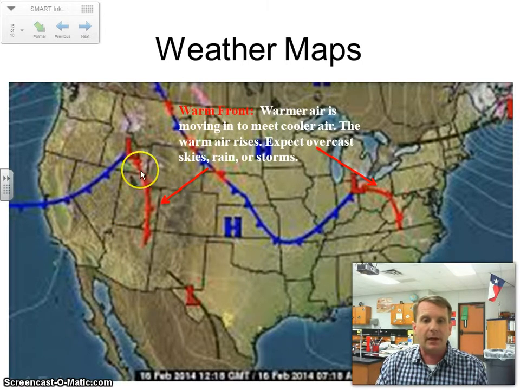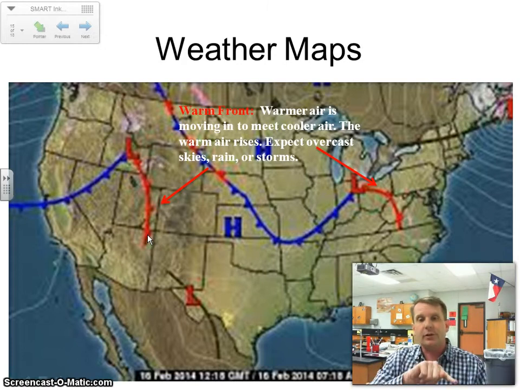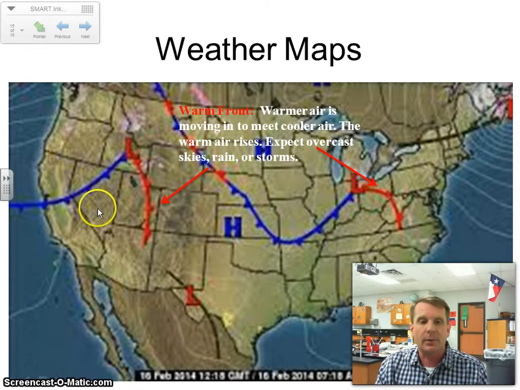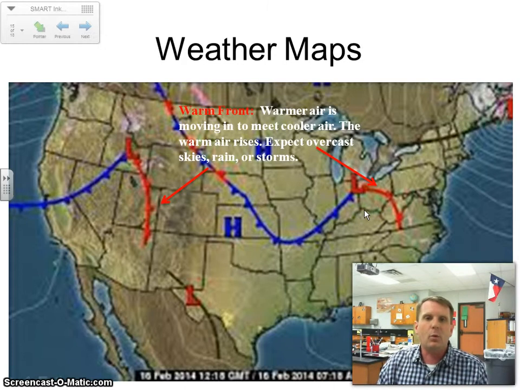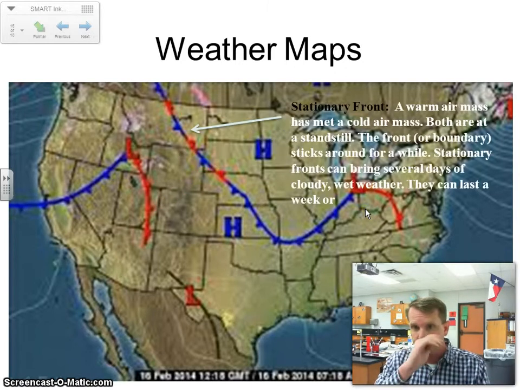Now we also have on this map some warm fronts. Those are typically red, and you'll see little half circles hanging off of them. The half circles hang in the direction that the warm front is moving. So this is a mass of warmer air moving into an area. We can see this warm air coming out of California and Nevada moving up in this direction, and another warm air mass right here. When warm air masses come in, the warm air is going to rise up over the colder air, and we can expect overcast skies, lots of clouds, maybe some rain and thunderstorms. Those are some typical things we'll see around a warm front.